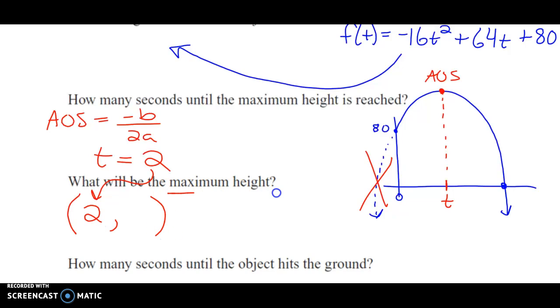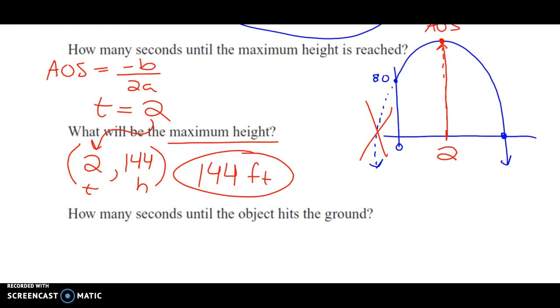Now they want to know what is the actual height. So now that we know t, when t is 2, how high up in the air is this object? So how can we figure that out? Plug in 2. So now go back into the original function. You can type it into your calculator if you want. Plug in 2 for all of the t's.